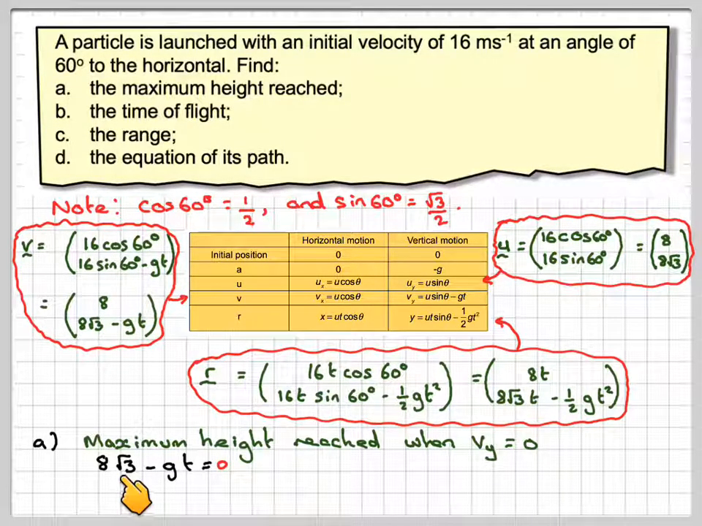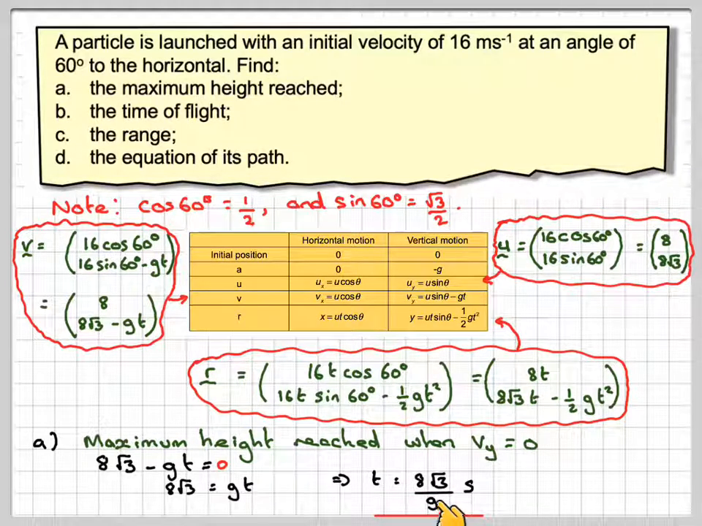So when this one here, 8 root 3 minus gt, is equal to 0, we find that 8 root 3 is equal to gt. Therefore, t will be 8 root 3 over g seconds. We want to actually find the vertical height.